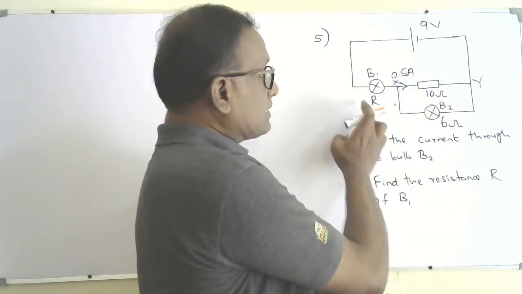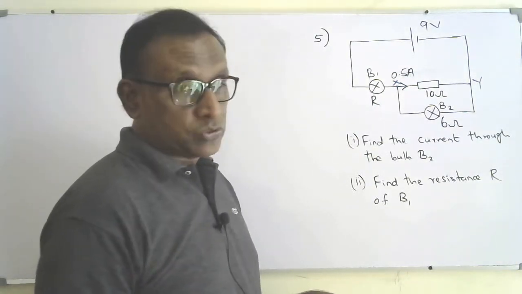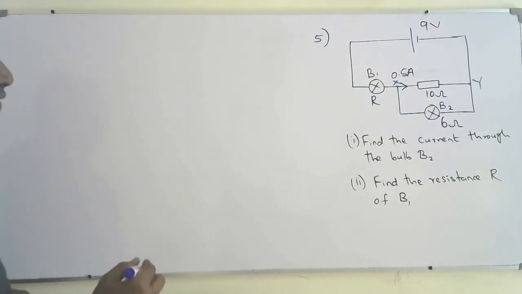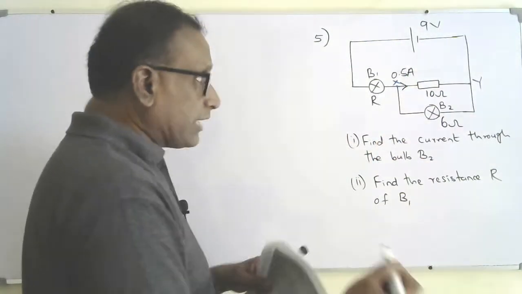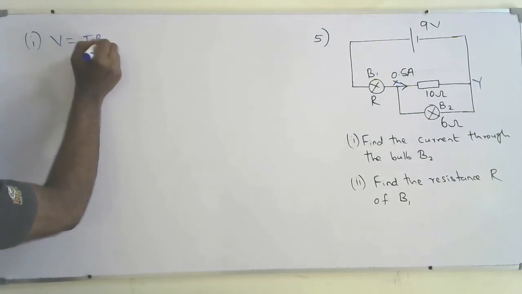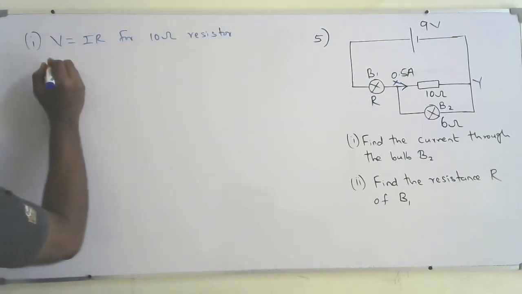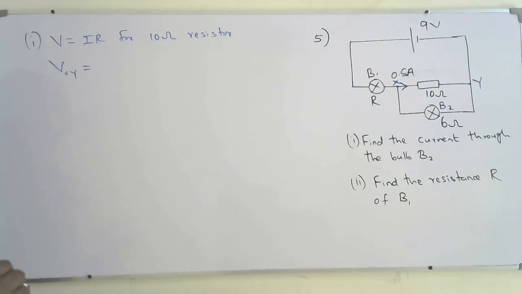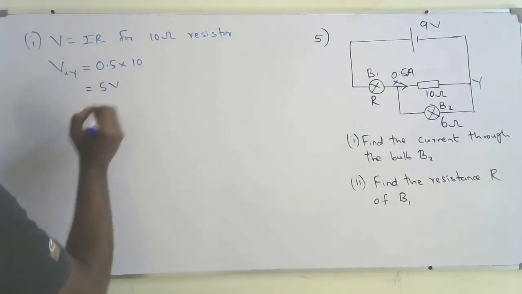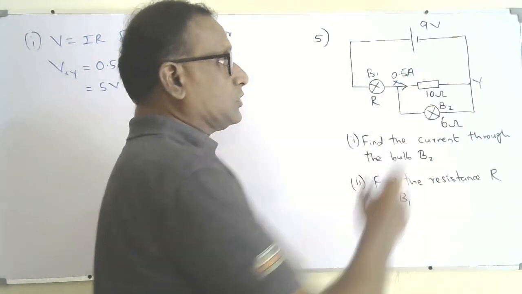With that equivalent resistance, the bulb B1 is in series. Find the current through the bulb B2, that's the question. I know the current through the 10 ohm resistor is given, 0.5 ampere. So the voltage across the 10 ohm resistor will be the same as the voltage across the junction, VXY. That is equal to 0.5 times 10, that is 5 volt. The voltage across the bulb B2 is also the same, because it's connected in parallel to the 10 ohm resistor.